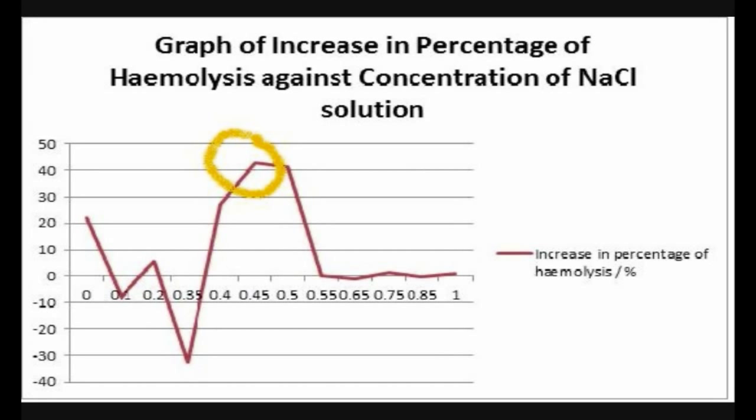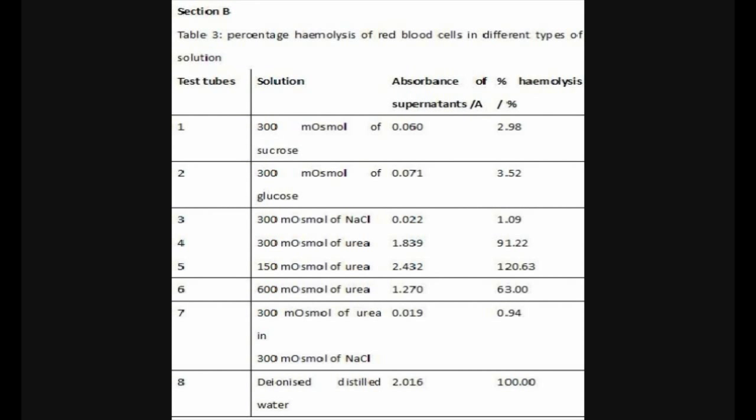From the peak of the graph, we can determine the point of lysis of erythrocytes. The point of lysis of erythrocytes is 0.45% sodium chloride solution. Section B. Table 3 shows the percentage of hemolysis of erythrocytes in different types of solution.